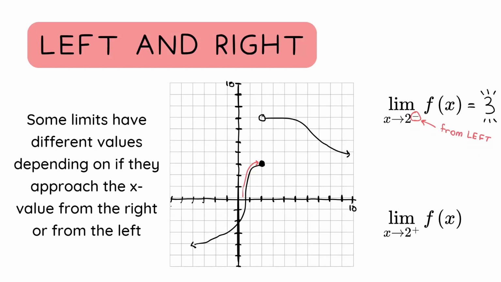However, if we look at the limit below, the limit as x approaches 2 with that plus sign there, that means that x is coming from the positive direction, or in other words, from the right. So the limit as x approaches 2 from the right wouldn't be 3 anymore, it's now 7. So we can have different limits depending on the direction it comes from.